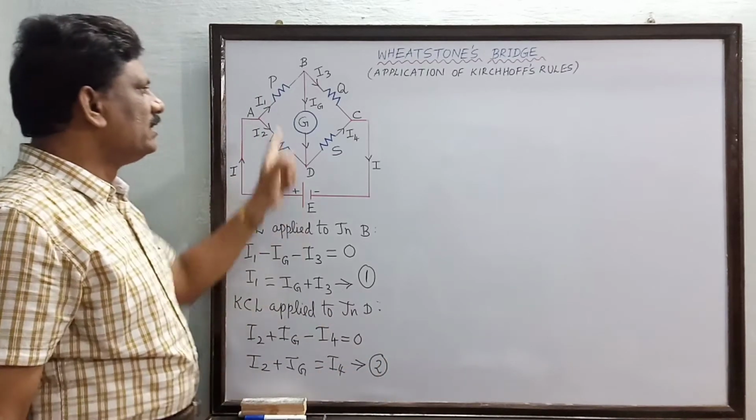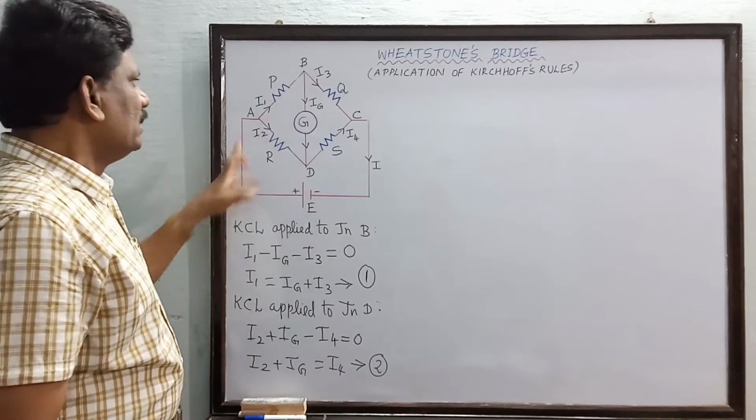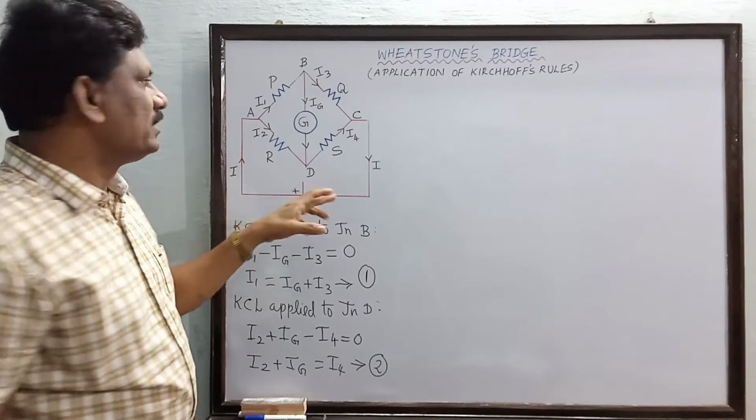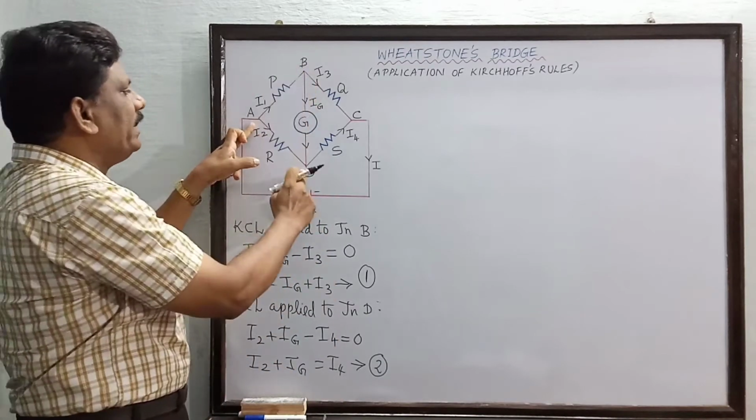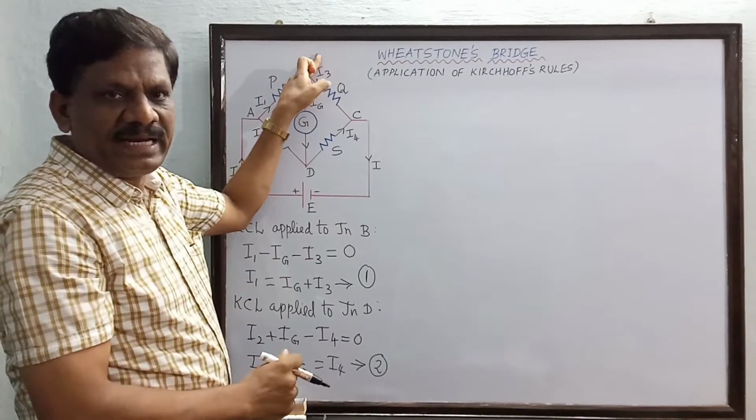Next, in this network, there are many closed loops. For example A, B, D, A. Then B, C, D, B. These are the triangular loops.